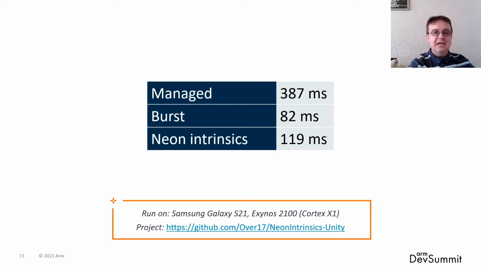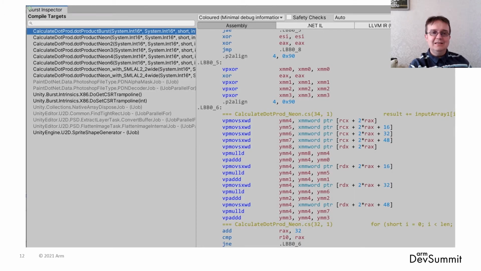The reference device here and further is a Samsung Galaxy S21, the European version with Exynos. The code is run single-threaded on the largest Cortex X1 core. So we see that the handwritten routine using Neon Intrinsics is slower than the code generated by the Burst compiler. Why is that happening? Let's check the assembly in the Burst Inspector.